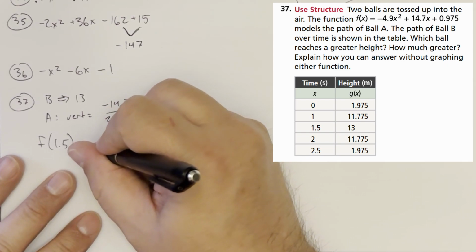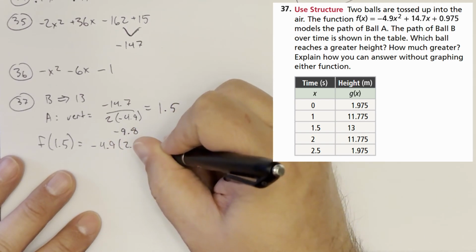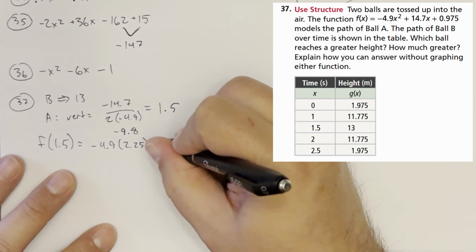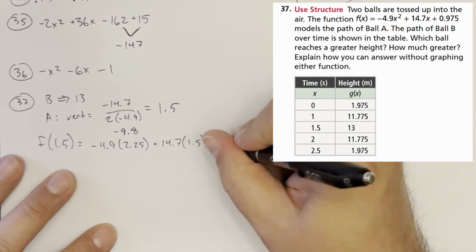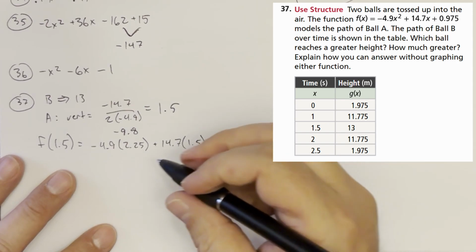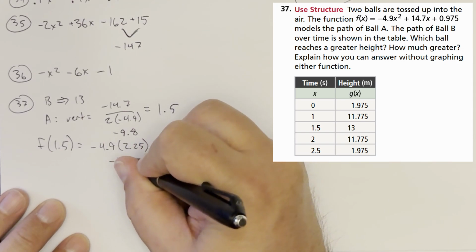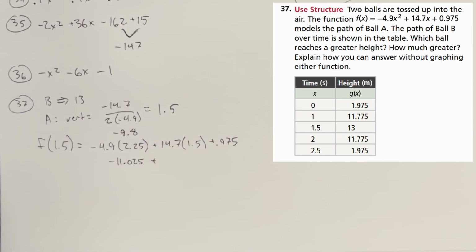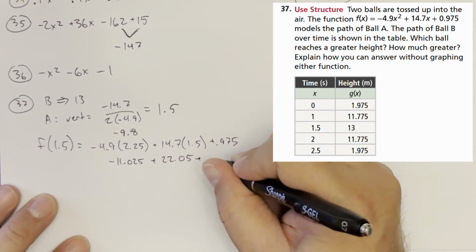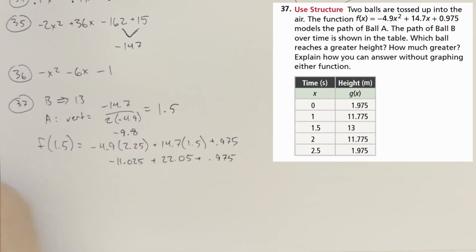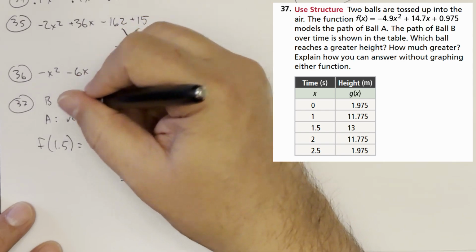So now we do the f of 1.5. So 1.5 squared is 2.25 times negative 4.9, then plus 14.7 times 1.5, then plus 0.975. And this is, again, a good one to check with your calculator. Negative 11.025 plus 22.05. Did I miss something? Yeah, plus 0.975. You work all that out, and it's 12, I think.